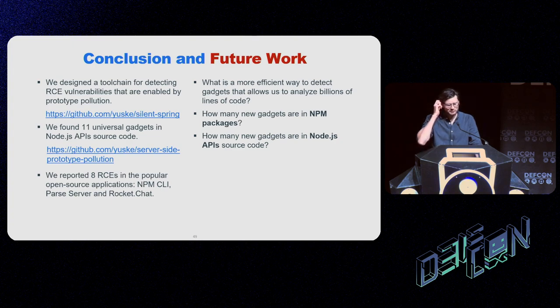So an interesting question for future work, one of them, is what is a more efficient way to detect gadgets? We have options like static analysis and dynamic analysis. We already use some hybrid approach. I think it's a good question for future research. How many new gadgets are in NPM packages? We did not consider NPM packages in this research, but it's also a large surface for gadgets. How many new gadgets are in the Node.js APIs source code? If we find some efficient way to detect and explore it, probably we can find some new ones. We continue research in this direction.